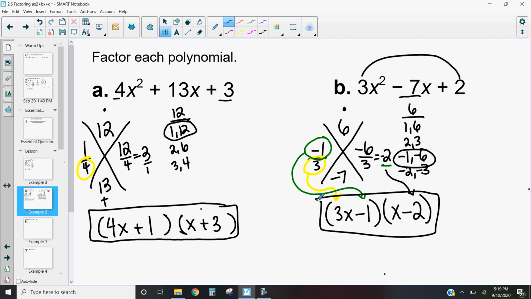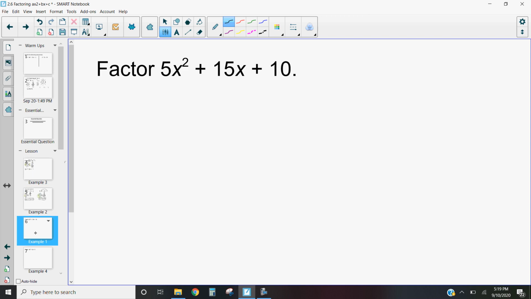Now, we've looked at some problems that look like this. I want to take a look at this problem as our last example here. Factor 5x squared plus 15x plus 10. Now, remember those rules for factoring. The very first thing we have to do is look for a greatest common factor. And we've kind of talked about it and haven't seen any. But in this example here, there is a greatest common factor. There is a number that goes into 5, 15, and 10, and that number is 5.